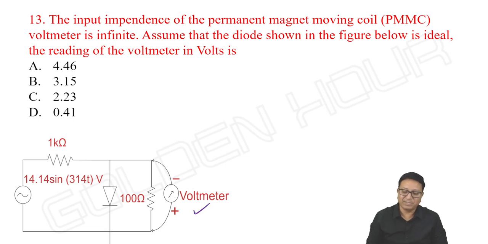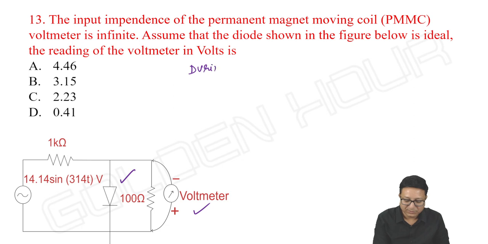It's a DC meter. PMMC, it gives a DC reading. Then what about the reading of the meter? That's what they're asking. See, during positive cycles, what happens? The diode is on and it acts as a short circuit.